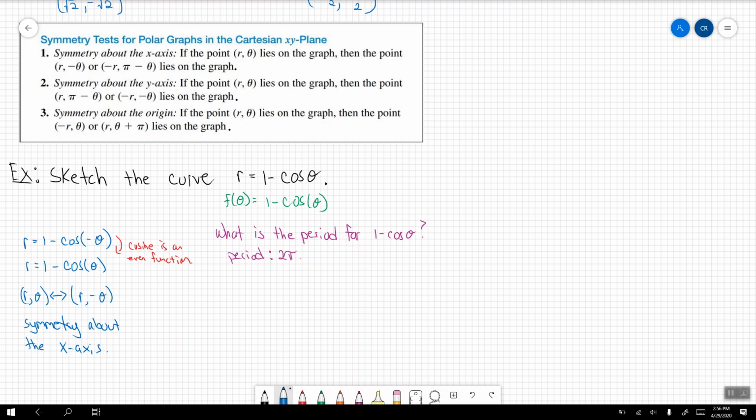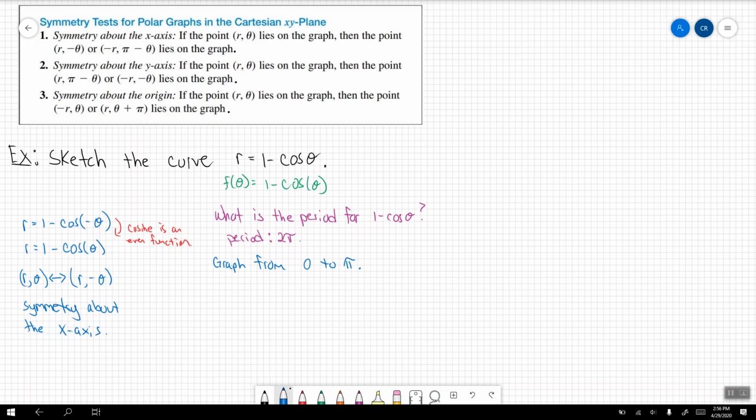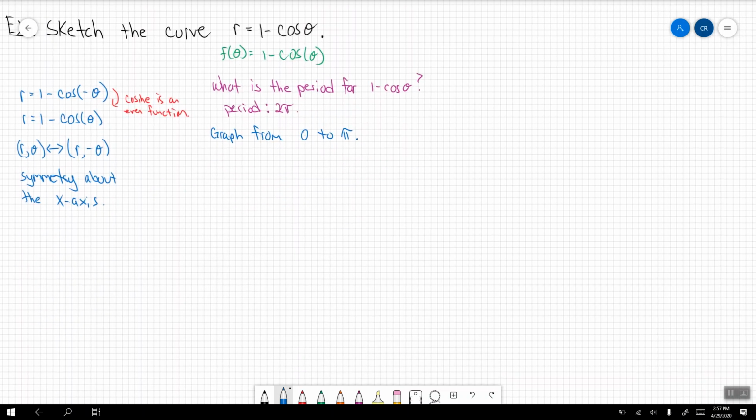So one of the items that I then want to do is say, okay, well, let's only graph from, let's say, 0 to pi. And again, 0 to pi because that's only half of the period. So what I'm going to do now is start picking random points from 0 to 2 pi, enough of these points to get me a good picture of what's happening here with this function.